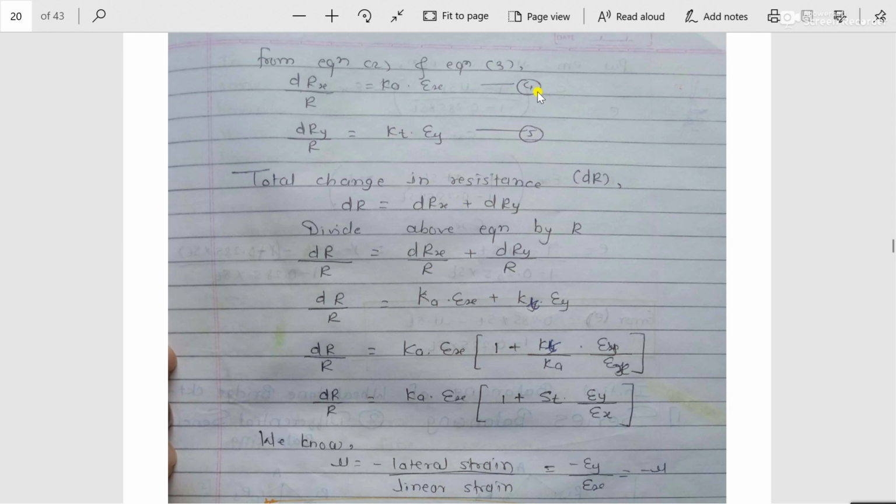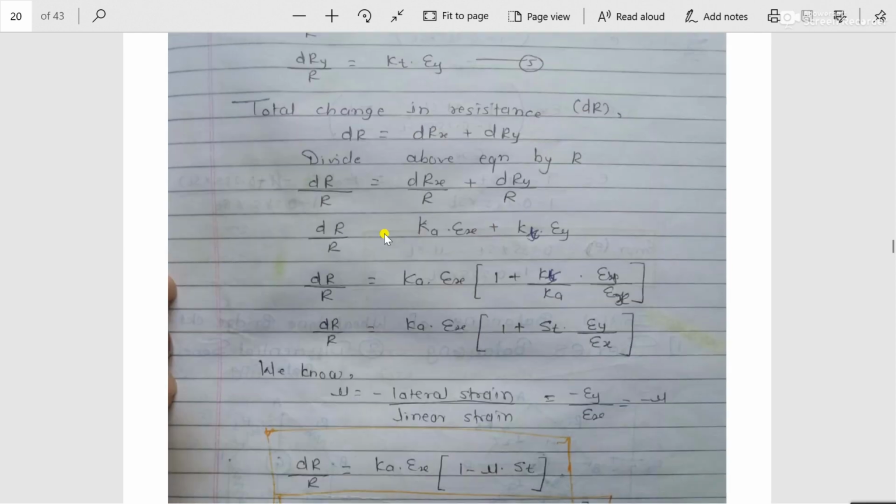From equation number 4, as we know, delta Rx upon R means Ka into epsilon X, so from equation number 4 I have written Ka into epsilon X. From equation number 5, as we know, delta Ry upon R is equal to Kt into epsilon Y, so instead of delta Ry upon R I have written Kt into epsilon Y. So this equation I have written from equations 4 and 5. The next step is that delta R upon R is as it is, equal to Ka into epsilon X plus Kt into epsilon Y.